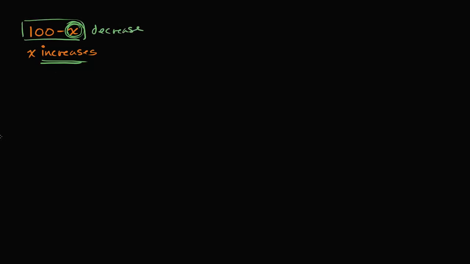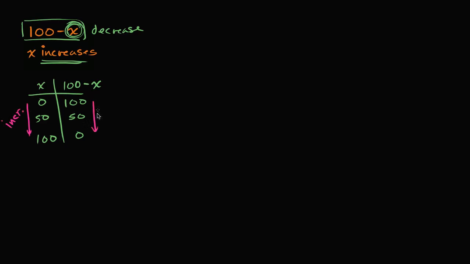And if you want to make it a little bit more concrete, you can actually try out some values. So you can make a little table here, x, and then what is 100 minus x going to be? I'm just going to pick some values of x. I'm going to make them increase. Say x is 0, x is 50, x is 100. Well, when x is 0, 100 minus x is 100 minus 0, so it's 100. When x is 50, it's going to be 100 minus 50, so it's going to be 50. When x is 100, it's 100 minus 100, so it's 0. So it's pretty clear here that as x is increasing, I'll just write "incr" for short for increasing, we see that 100 minus x is decreasing.